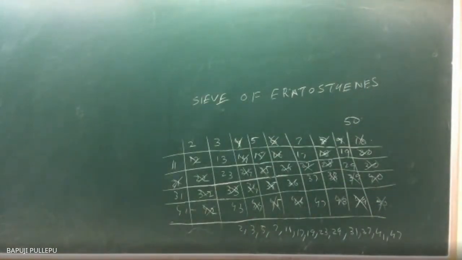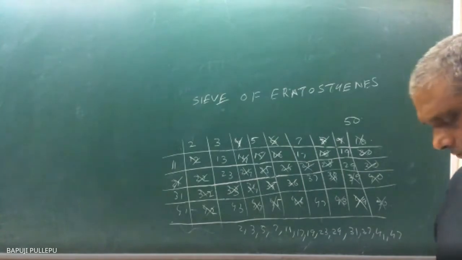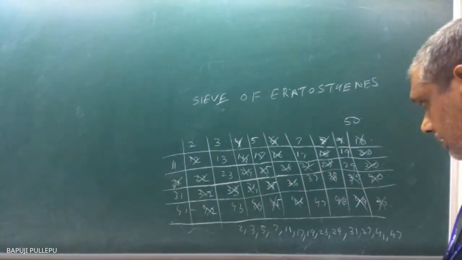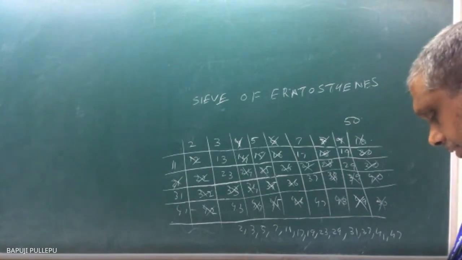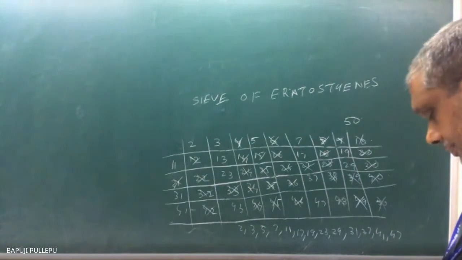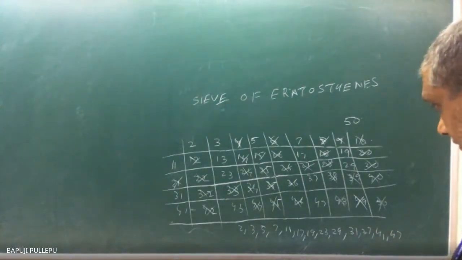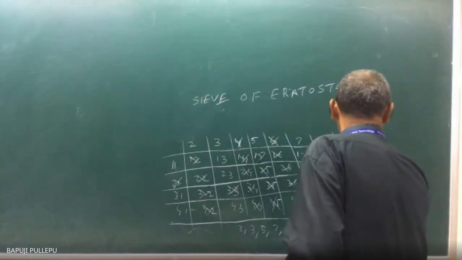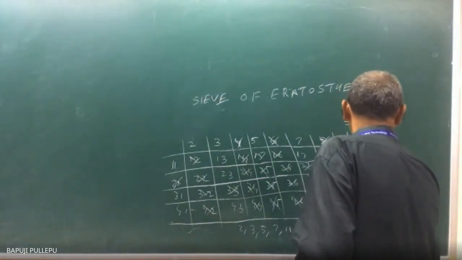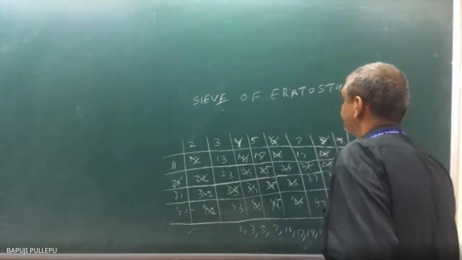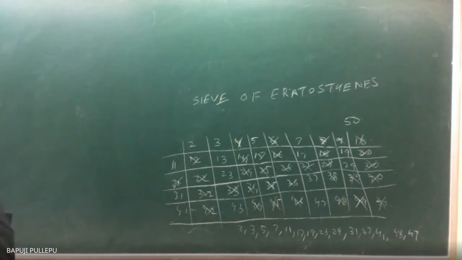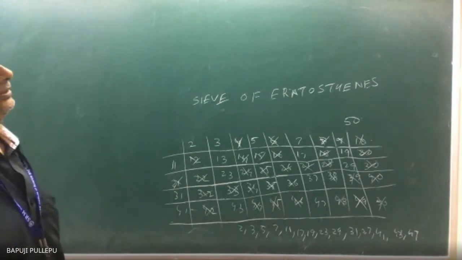Check: 2, 3, 5, 7, 11, 13, 17, 19, 23, 29, 31, 37, 41, 43. 43 I missed. Where is 43 then? This is called the Sieve of Eratosthenes. Just note it down.